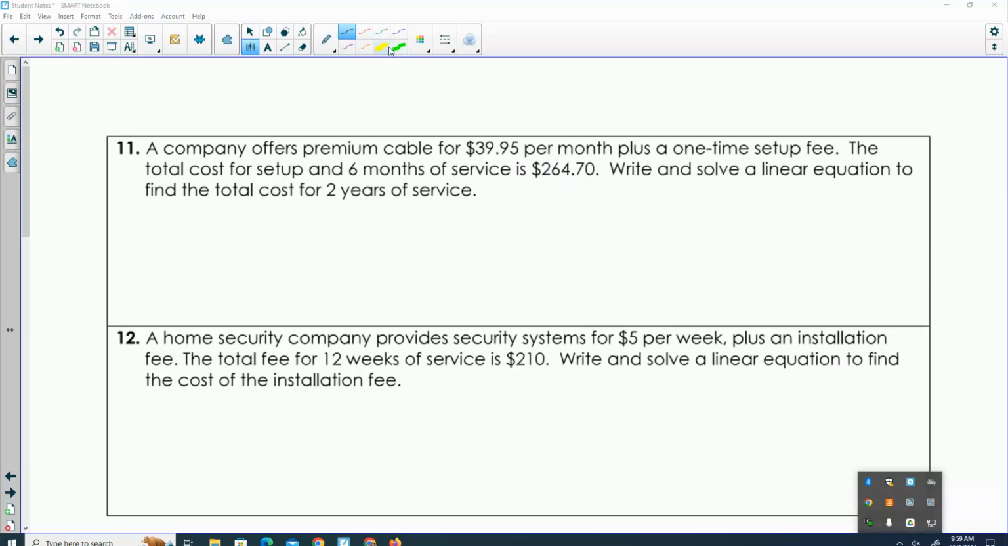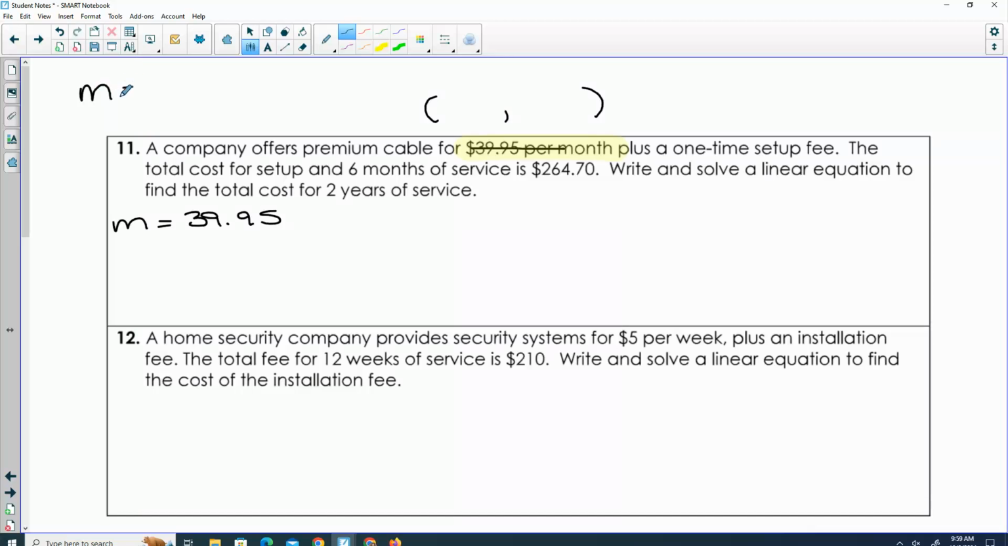So a company offers premium cable for $39.95 per month. When we see per, that tells us it is our slope. Okay, if you are struggling with x and y, and I noticed a couple of you did have it flipped, think about when you do slope. Y is on top. Look at your labels. The first label is dollars, so that would be the top. That's my y. My last label, that's the bottom, so the x is my month.